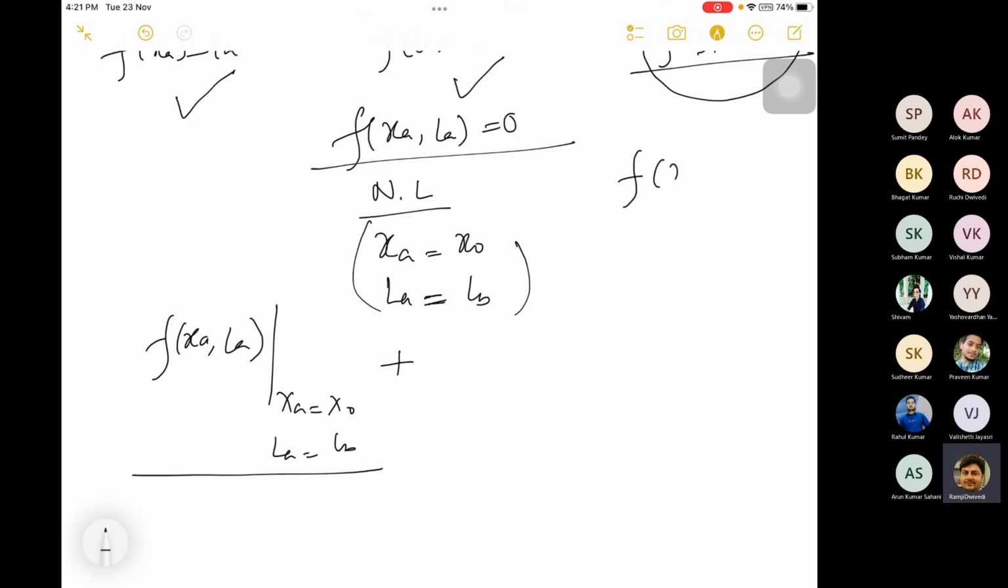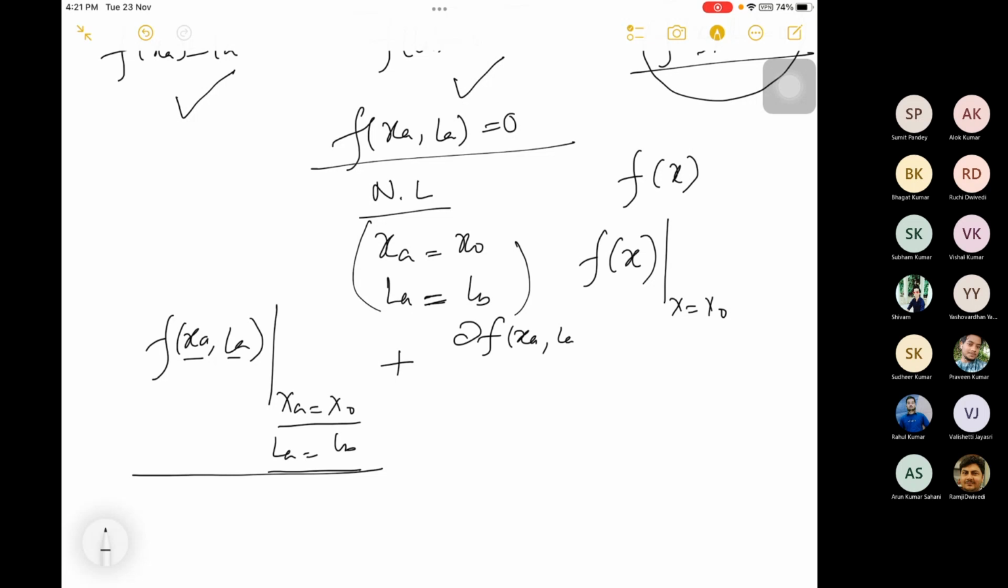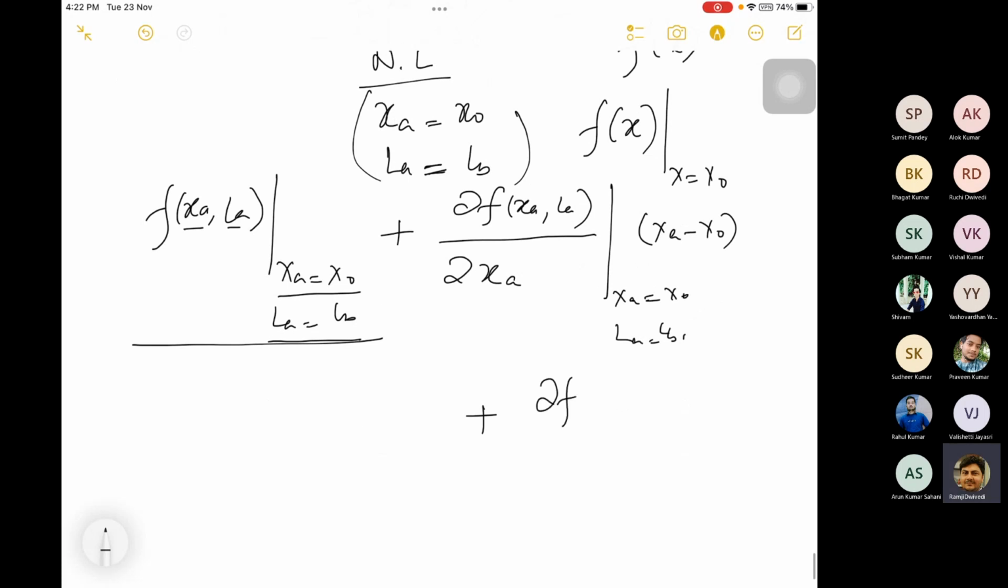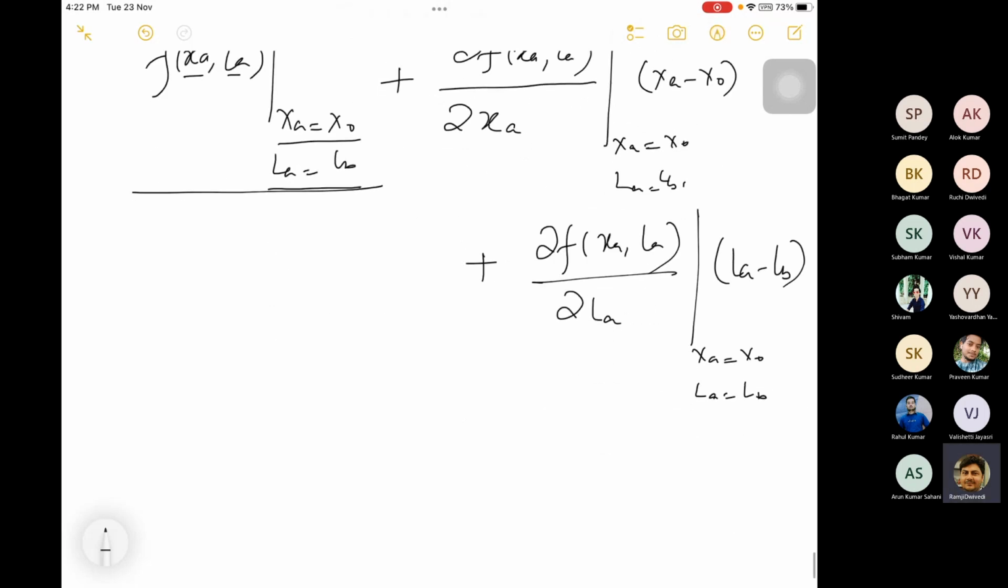When you linearize any model f(x), how do you linearize? First of all, the function value at x equal to x naught. Here you have two variables, x equal to x naught and l equal to lb. Then the whole function's partial derivative with respect to one of the variables at x equal to x naught, l equal to lb, multiplied by xa minus x naught, plus del f, the whole function, again by another variable at xa equal to x naught, l equal to lb, multiplied by la minus lb, ignoring higher order terms, is equal to zero.